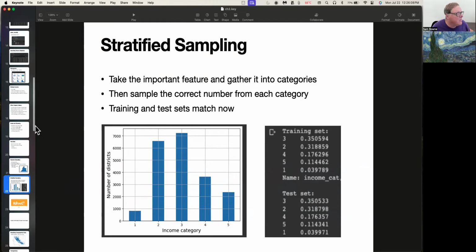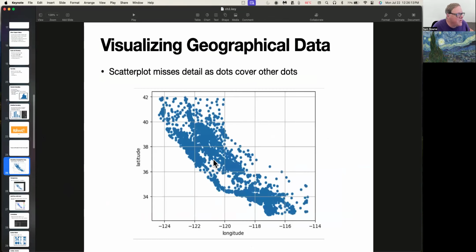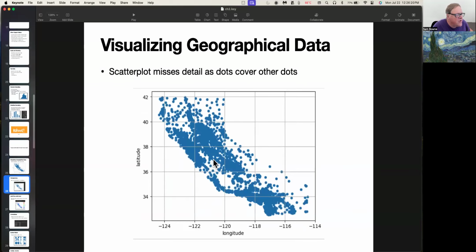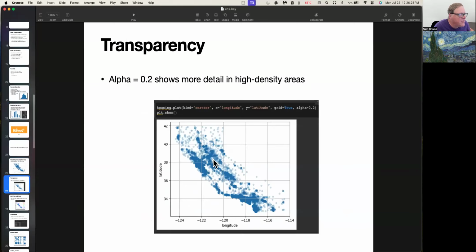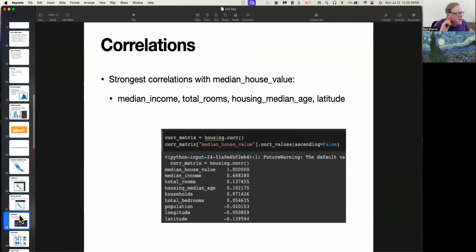That's what's recommended there. And so you explore and visualize the data, and we'll do this in the hands-on part, but you have various ways to display the data. You can show dots, but then if there's many dots piling on top of each other, you can't tell them apart. So if you make them transparent, you can see more the areas that are dense, and you can add price with color and see what anybody could tell you, that the coastal houses are worth a lot more than the inland houses. And then you can do correlations with various parameters.